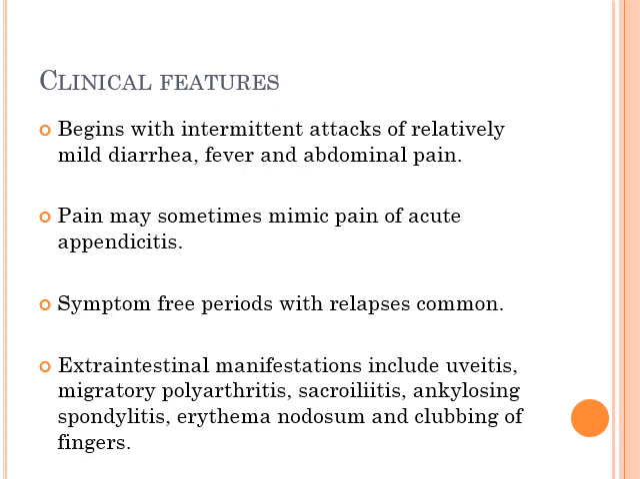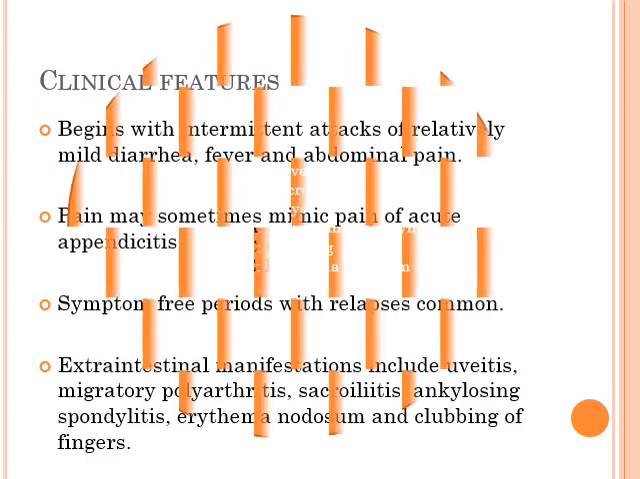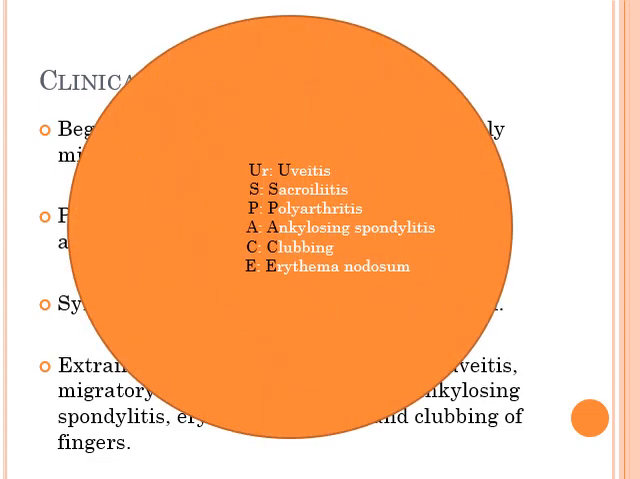Apart from the intestinal manifestations of Crohn's disease, there are some extra-intestinal manifestations which are important for you to remember. These are uveitis, migratory polyarthritis, sacroiliitis, ankylosing spondylitis, erythema nodosum, and clubbing of fingers. How do you remember these? I give you a small mnemonic: remember your SPACE, of which U is for uveitis, S is for sacroiliitis, P is for polyarthritis, A is for ankylosing spondylitis, C is clubbing, and E is erythema nodosum.